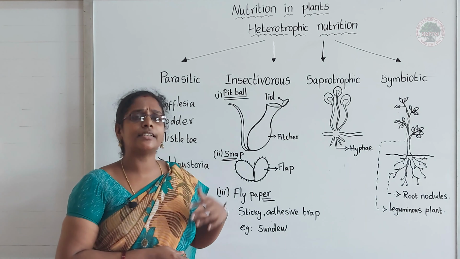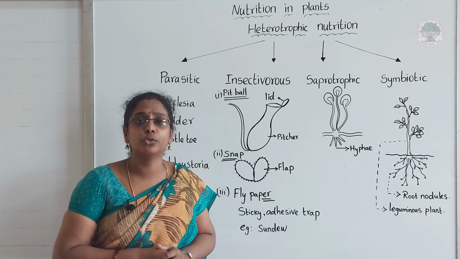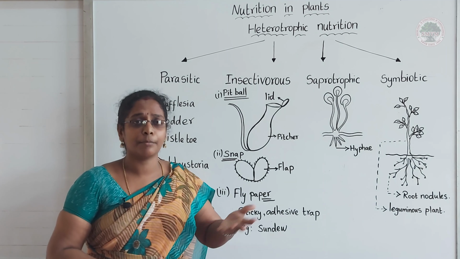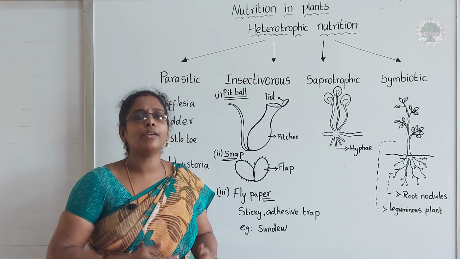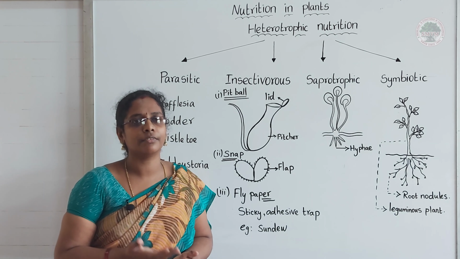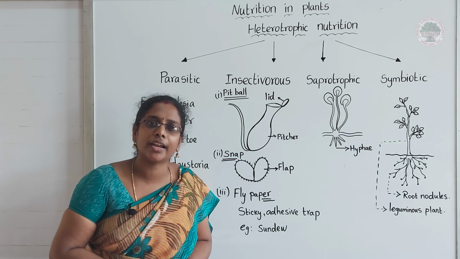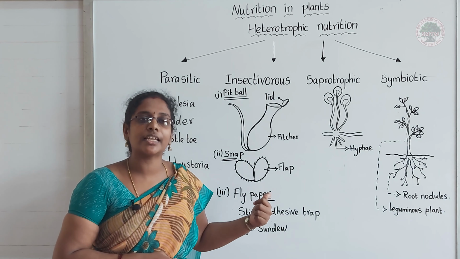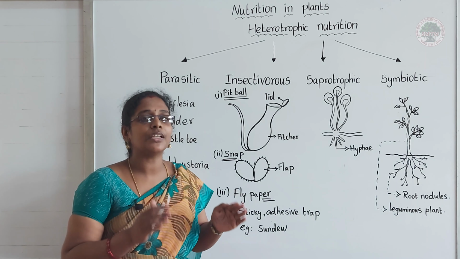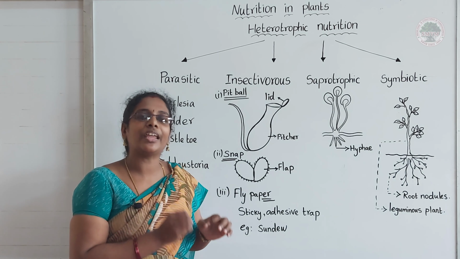Then why is it relying on insects for its food? What is the purpose? Because it has chlorophyll, it can prepare its own food. Then why does it have to kill insects? What is the purpose of that? Because these insectivorous plants grow in soil in which the nutrients are very lacking.